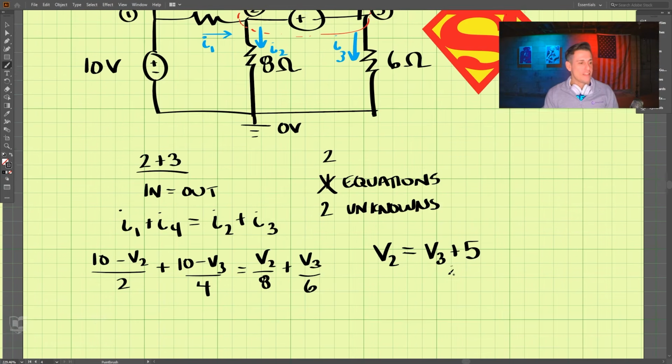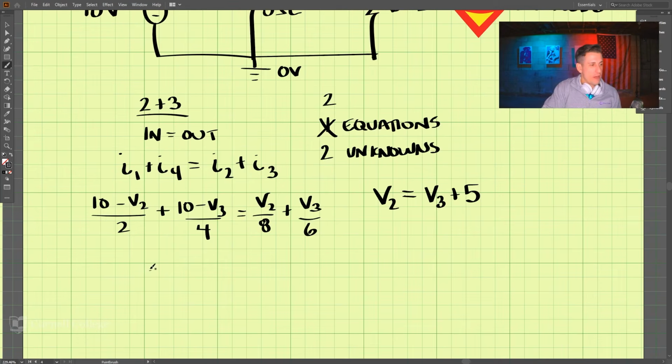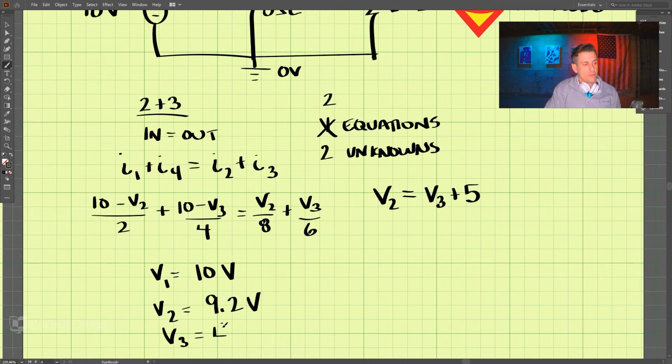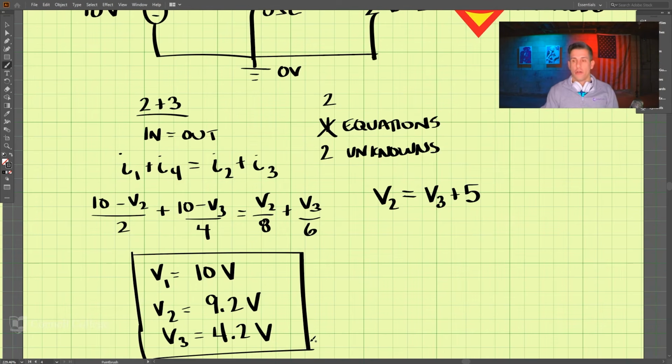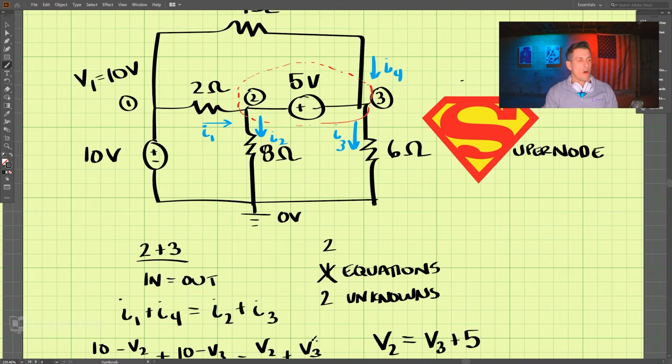Now solving these equations, we've already figured out that V1 is equal to 10 volts, V2 is equal to 9.2 volts, and V3 is equal to 4.2 volts. So that is the solution to this problem, and all the voltages at all of the nodes 1, 2, and 3: 10, 9.2, 4.2.